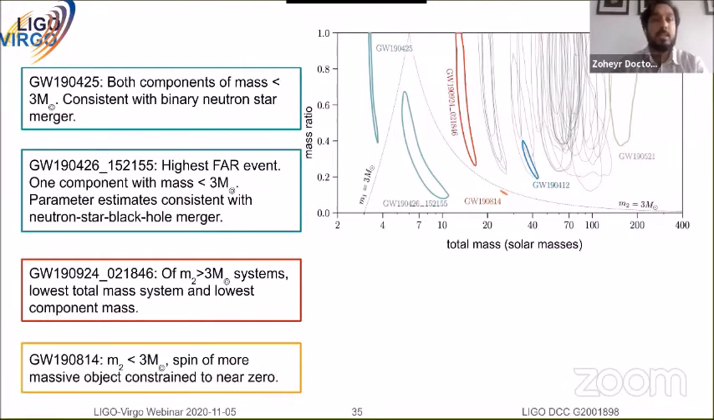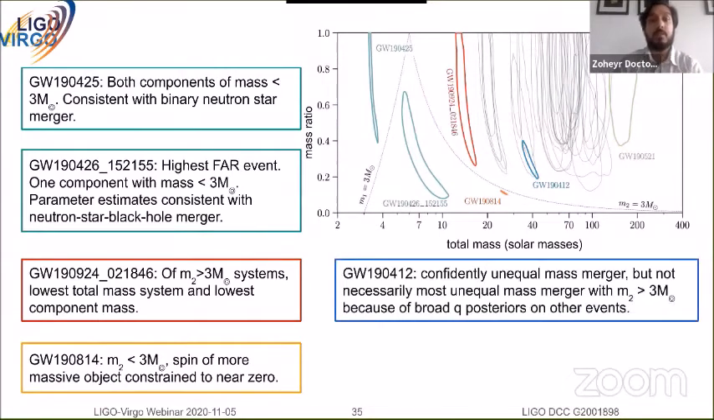All right, the next event is GW190814. This is another event that was previously published. This one, again, was interesting because one of the components was less than 3 solar masses, although we weren't able to say confidently exactly what that was. Another interesting thing about this system is that the spin of the more massive object in it was very well constrained to be very close to 0 or 0.